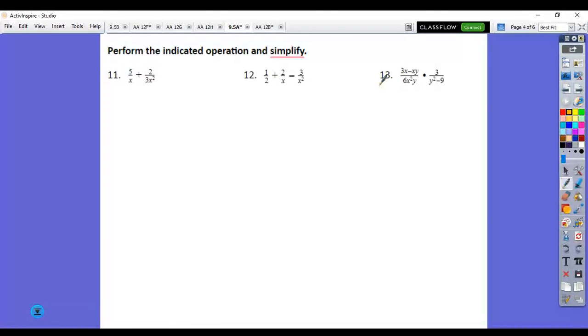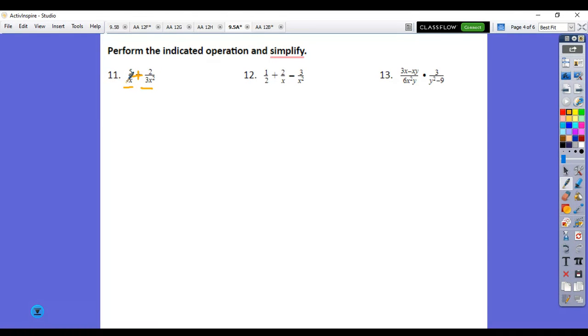All right, the next 9 are just simplifying. I've kind of mixed it up, so there's some add, some subtract, but even some multiply, divide, and simplify. So pay attention to what's in between the fractions. Since this is a plus, with a plus we need a common denominator. So I need to make my common denominators out of my current denominators. So I need an x.